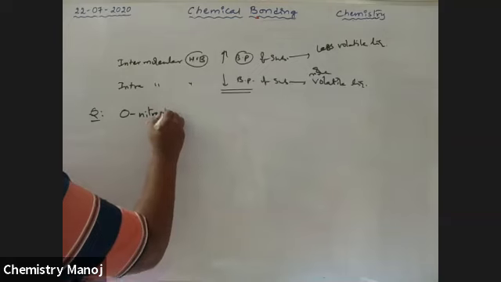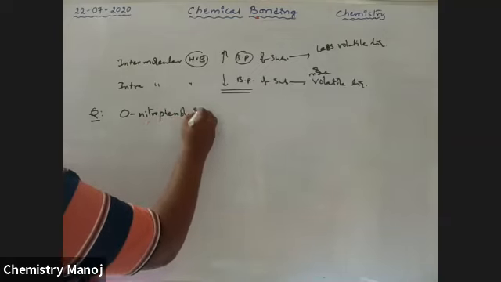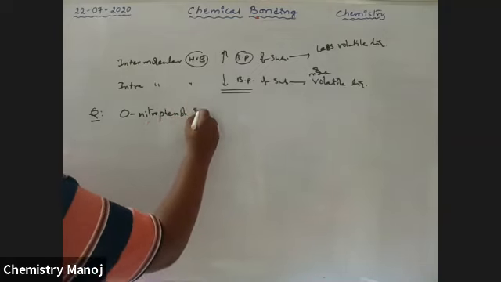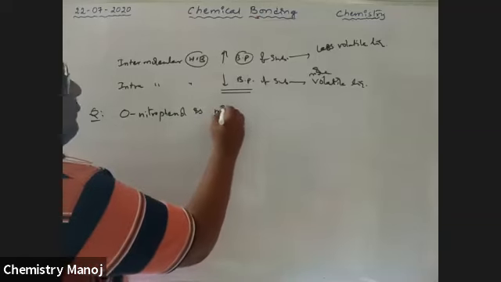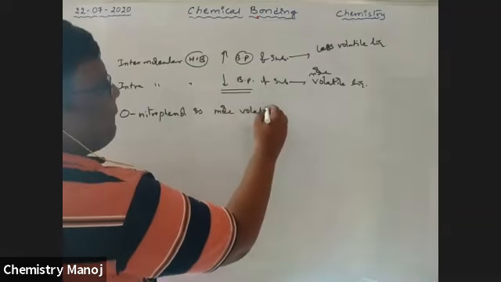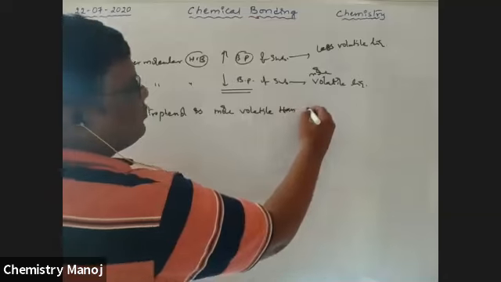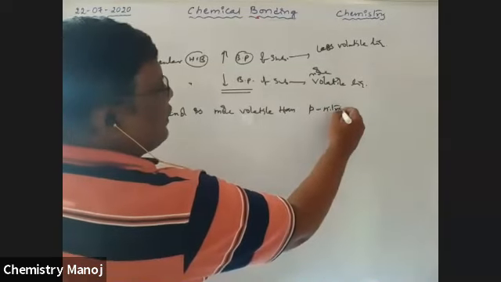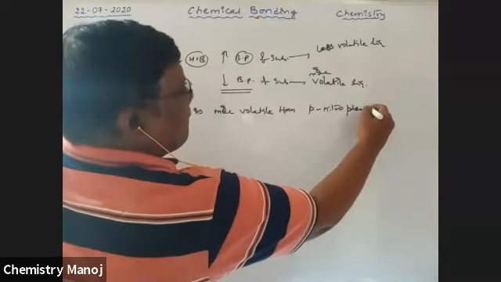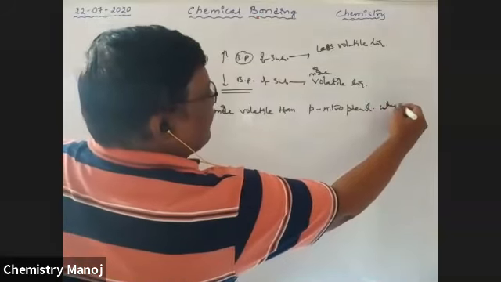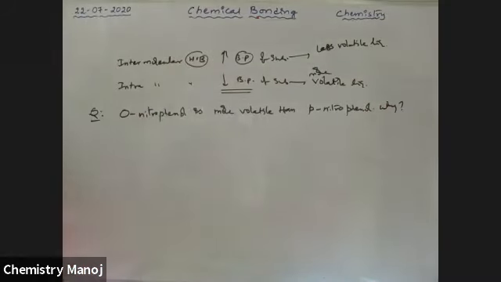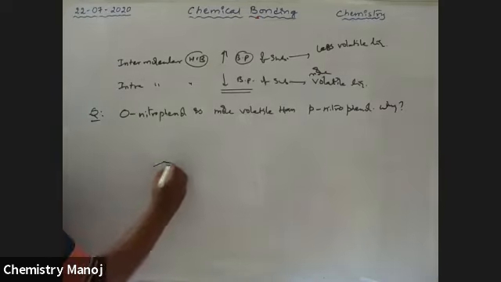Orthonitrophenol is more volatile than paranitrophenol. Why? See here, orthonitrophenol means this is the structure.